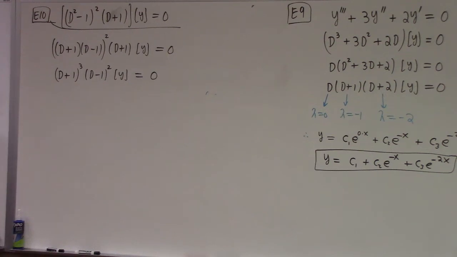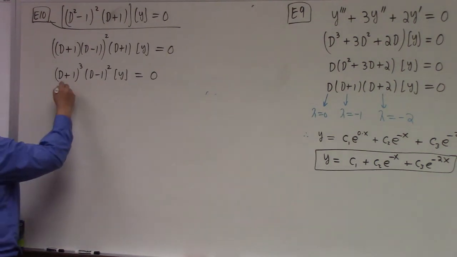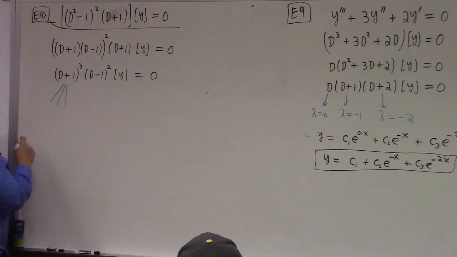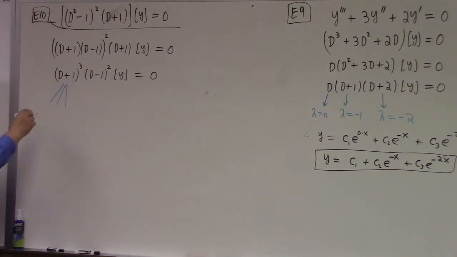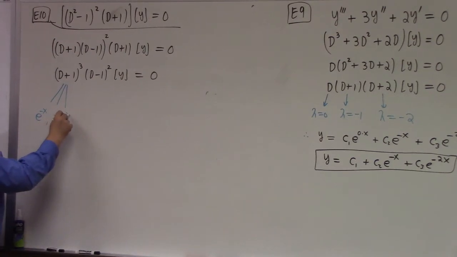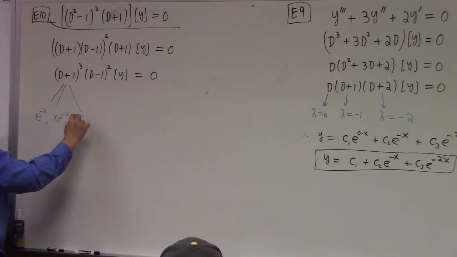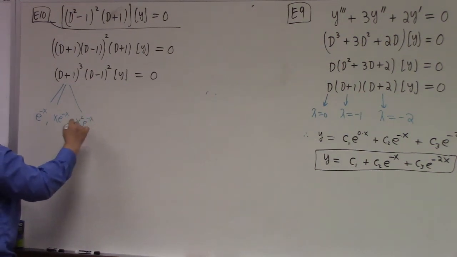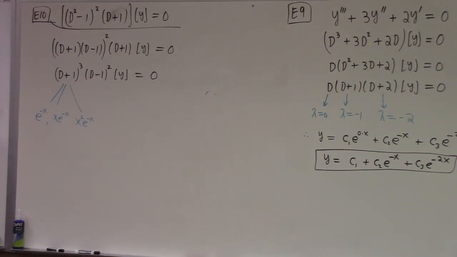So let's see here. What's going on? This one gives me three things. It gives me e to the minus x. It gives me x e to the minus x. It gives me, what else? It gives me x squared e to the minus x. All of those come from the first factor. The first factor will become 0 if we evaluate it on any of those three functions. And those three functions are, in fact, linearly independent.